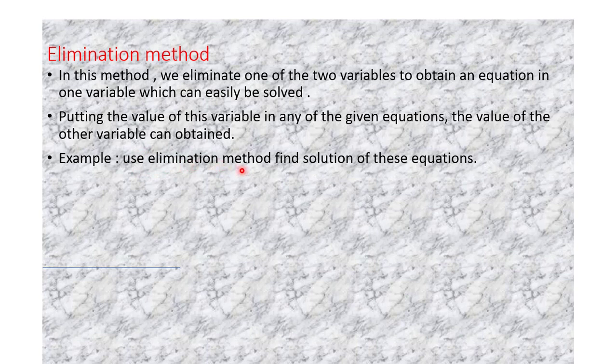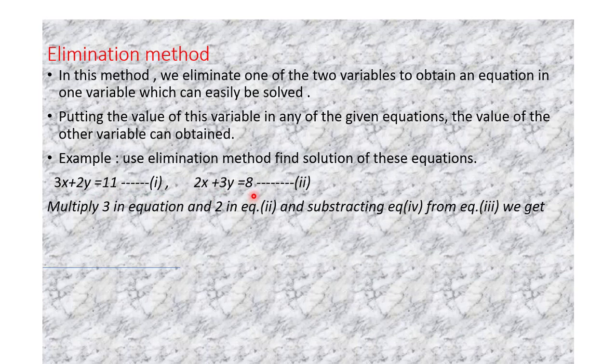Example, use the elimination method to find the solution of these equations. 3x plus 2y equals 11, equation 1. 2x plus 3y equals 8, equation 2nd. Then multiply equation 1 by 3 and equation 2nd by 2, and subtract equation 4th from equation 3rd.